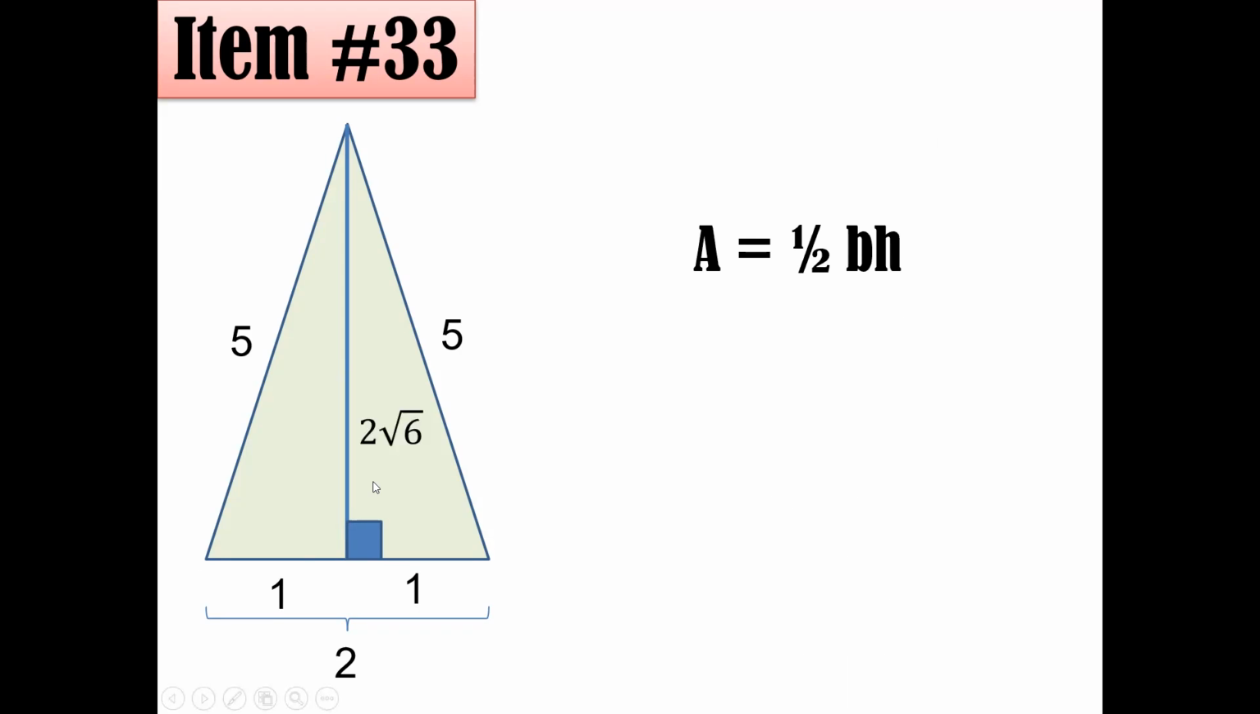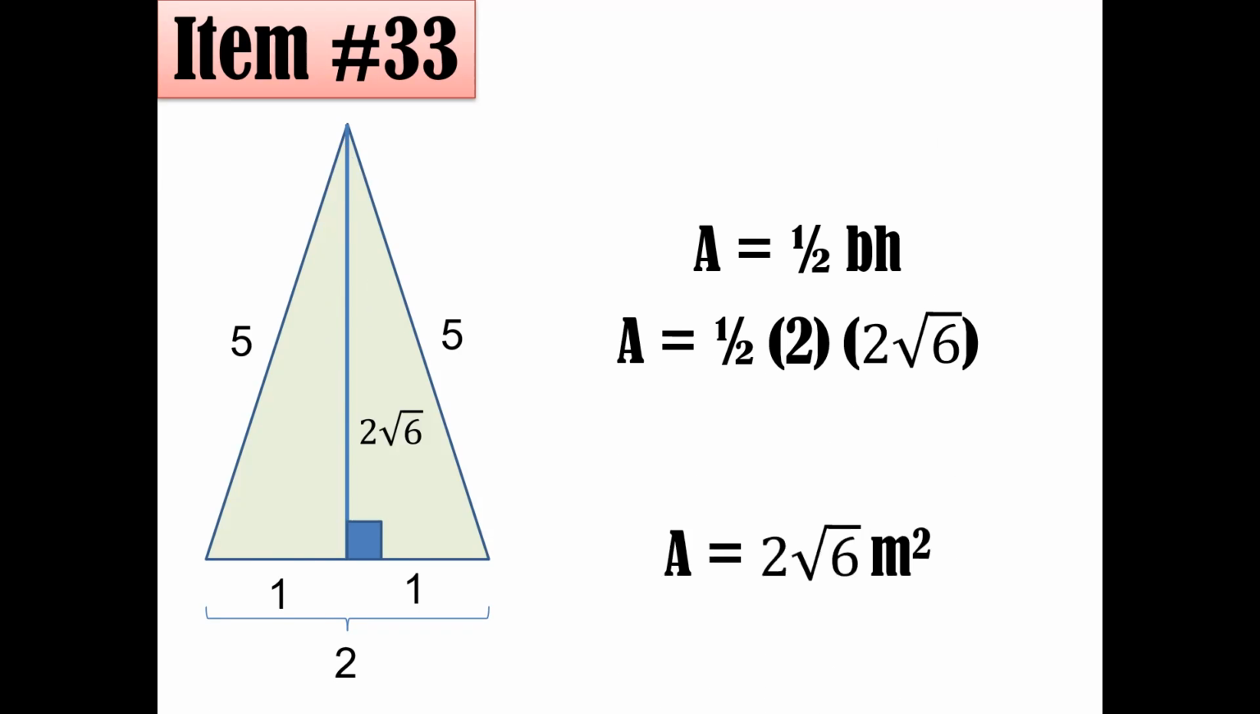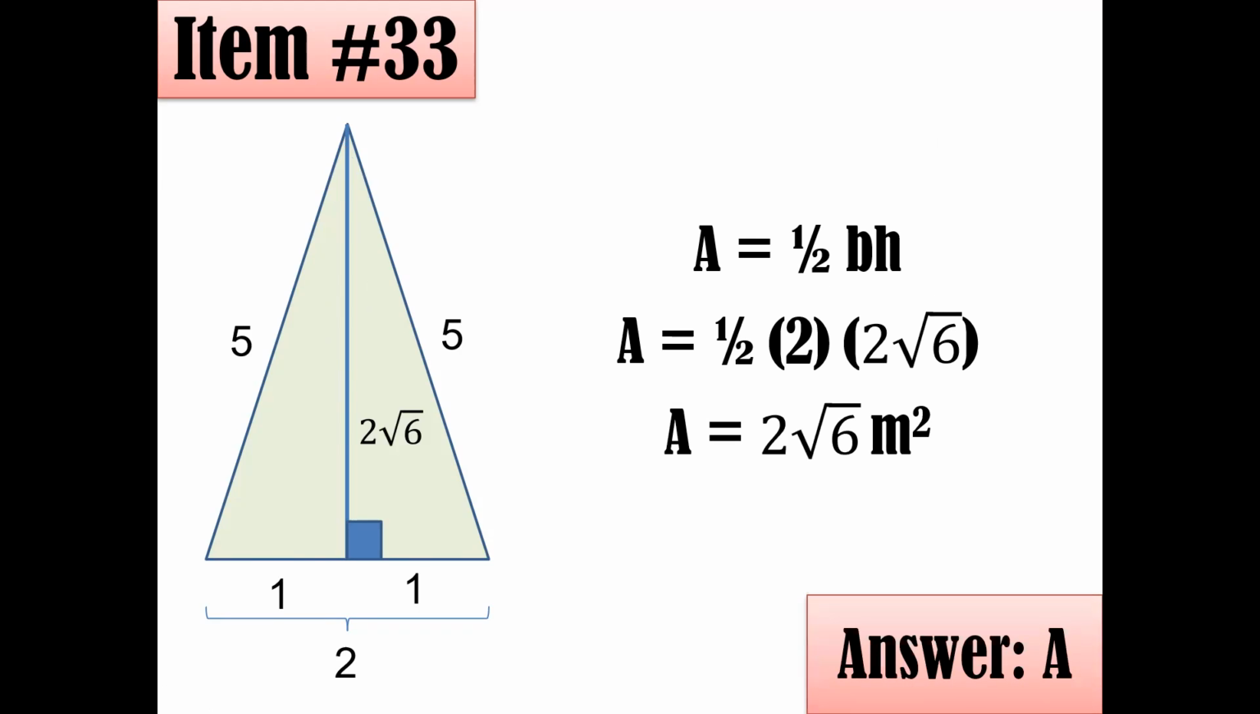To get the area of a triangle, we use the formula 1/2 base times height. So 1/2, base po natin ito, which is 2. Yung height po natin ito, which is 2 square root of 6. So 1/2 times 2 times square root of 6 simplifies to 2 square root of 6 meters squared. Dahil nga yung 1/2 at saka 2 ay magiging 1. So 1 times 2 square root of 6 is 2 square root of 6. Letter A.